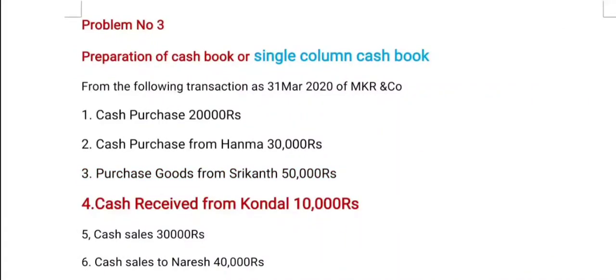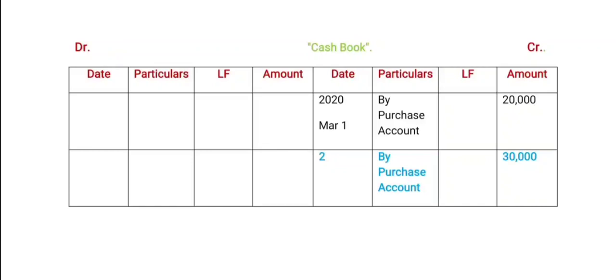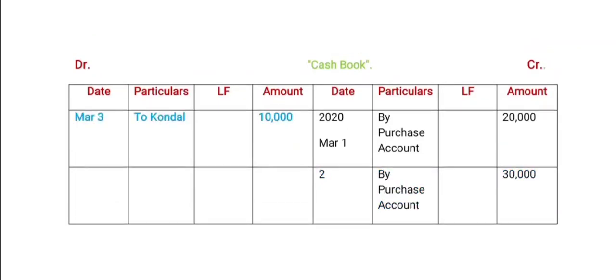4th March, cash received from Kondal. It is related to a cash transaction. Now we are going to the cash book. According to the above transaction, cash is coming into the business, that's the reason we debit. So we are going to the debit side of the cash book. March 4th, to Kondal account, it is 10,000 amount. Now we are going to another transaction.